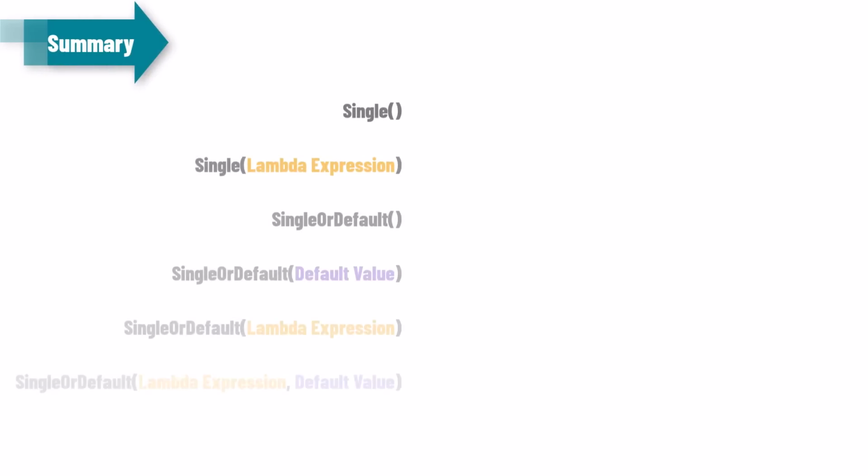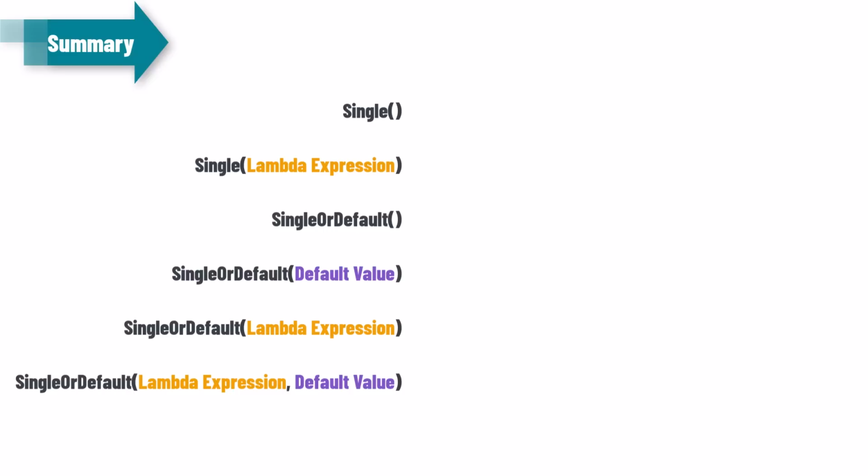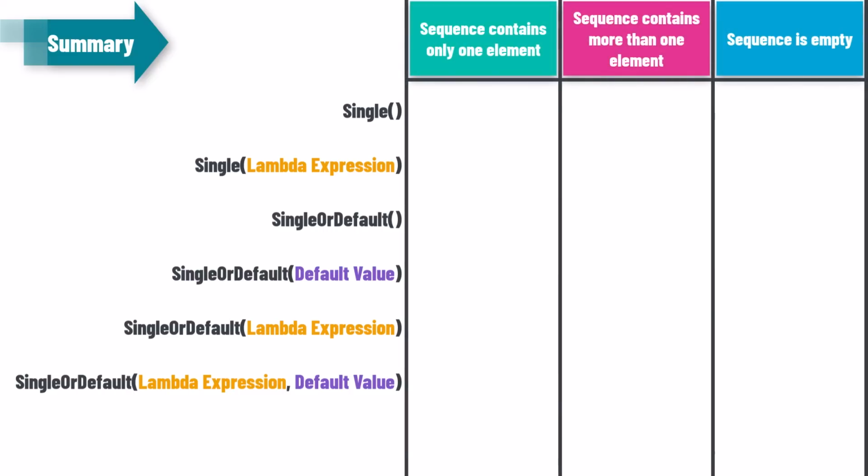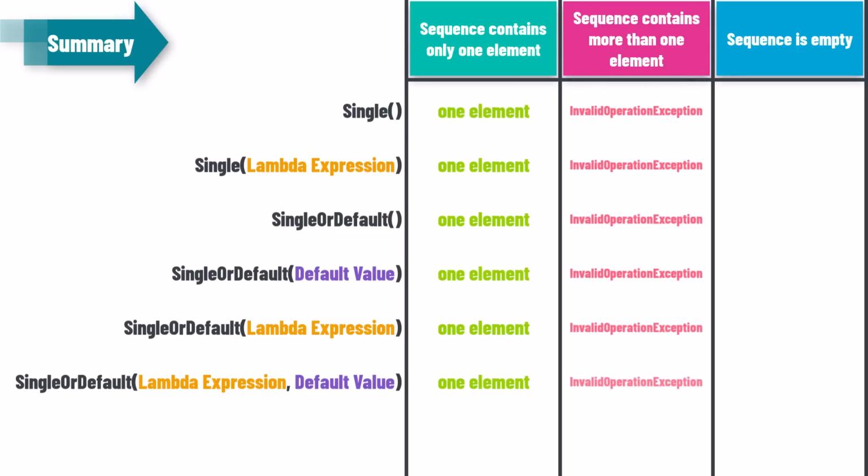Let's summarize both methods before ending this video. On the left side I added all overloads of both methods. And here I added the three different scenarios. Let's see the output in each scenario for each overload. All overloads return the element found inside the sequence, in case the sequence contains only one element. All overloads throw an invalid operation exception, in case the sequence contains more than one element. Until now there is no difference between both methods. The difference comes first into play, when the sequence is empty.